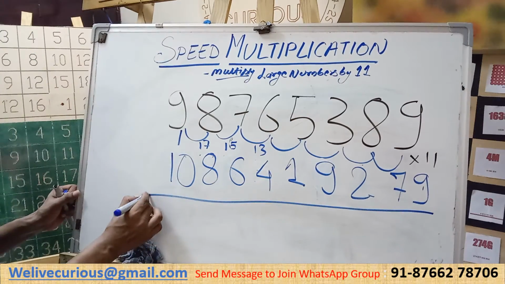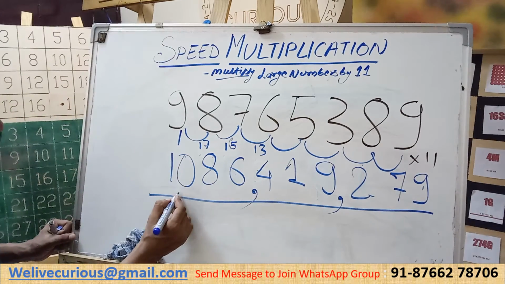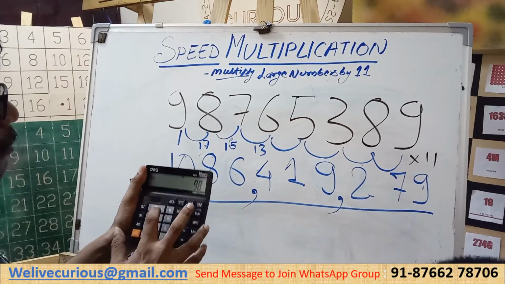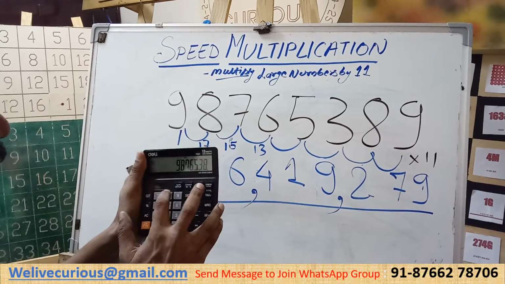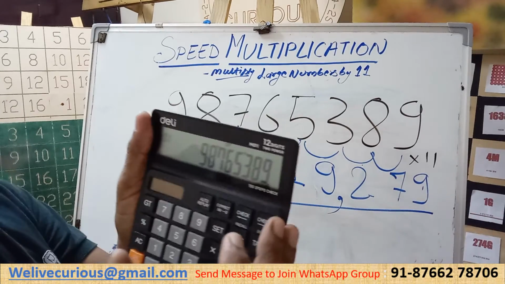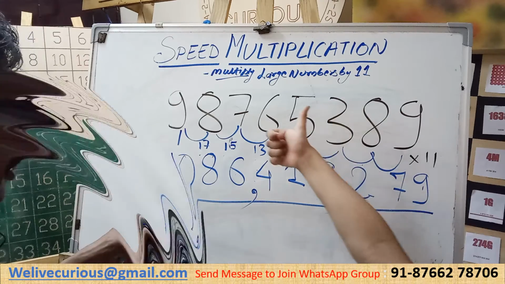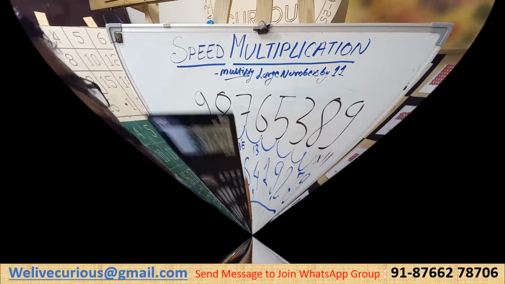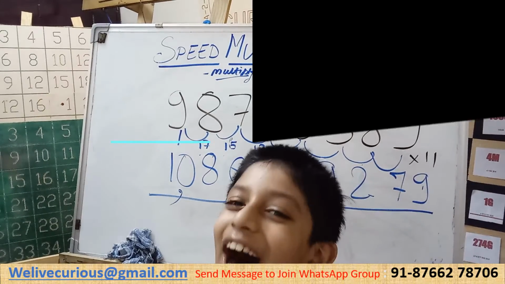So many! Thousand separator, thousand separator. 1 billion! 1 billion, it is 86 million, 86, 4,019. 9, 8, 7, 6, 5, 3, 8, 9 multiplied by 11 is equal to 10864... 19279. That sounds like music to my ears. That's so fun.